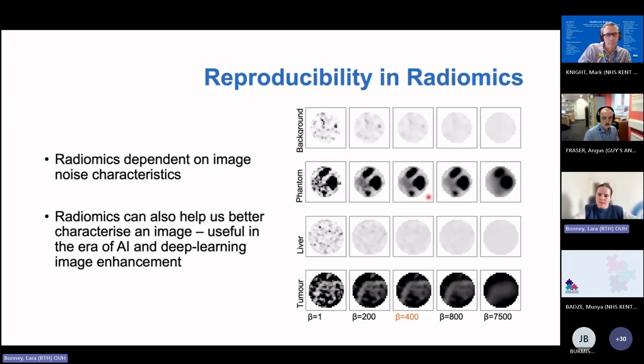And also fairly obviously, if we're then going to extract our quantitative measurements from these images, you can see how much those radiomic features would be dependent on those image noise characteristics. Now, radiomics actually, therefore, can probably also help us better characterize the image. So if we can see these differences, can we also use it to help us understand how images are behaving? And we thought this might be particularly useful in the era where we're looking at AI and deep learning image enhancement in clinic. And so that's what some of the work we did looked at.